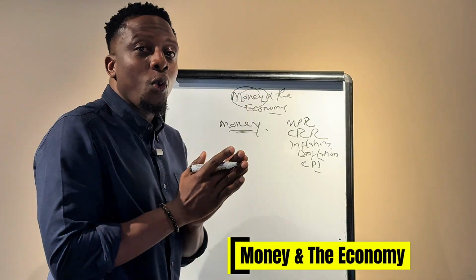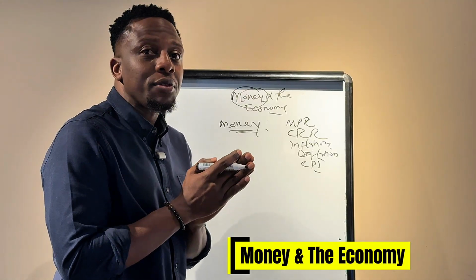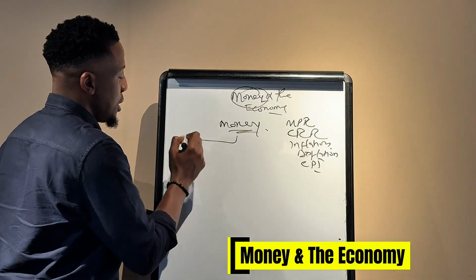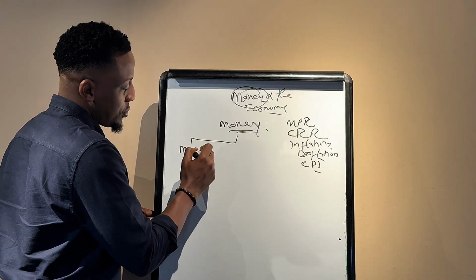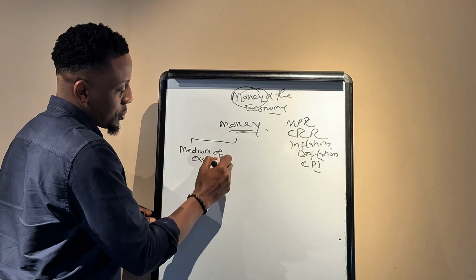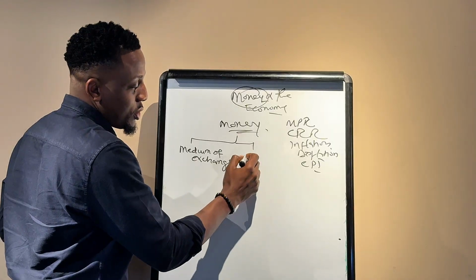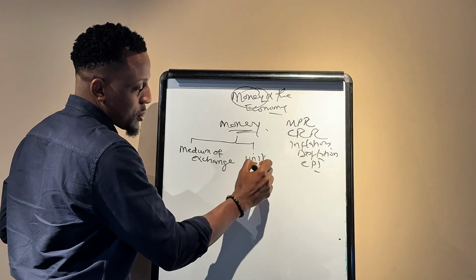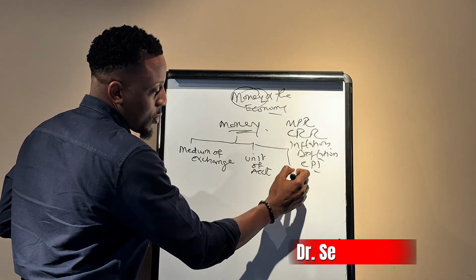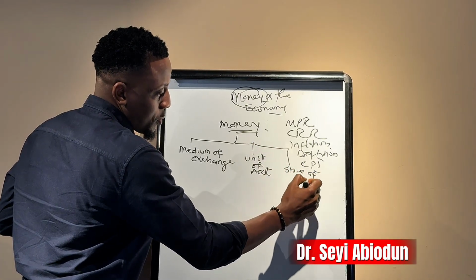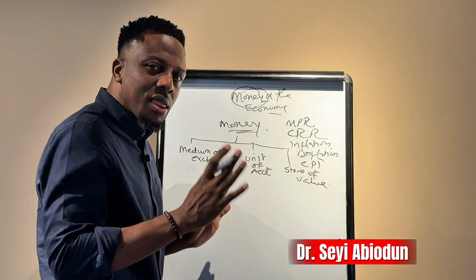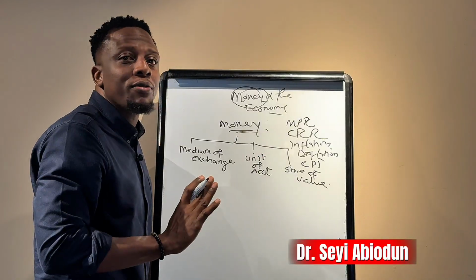So for anything to qualify as money, it must have three distinct characteristics. The first one is medium of exchange. The second is unit of account. And the third is store of value. These are the three attributes of money. Anything that has the three attributes qualifies as money.